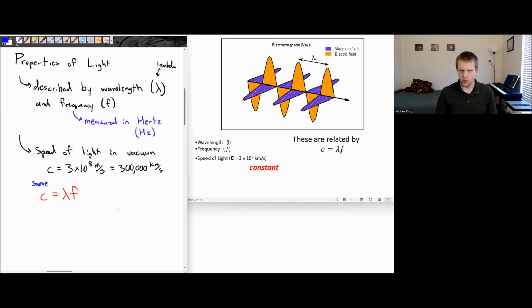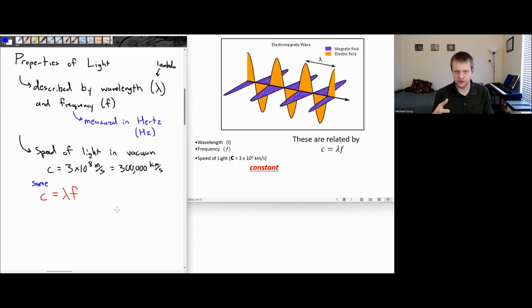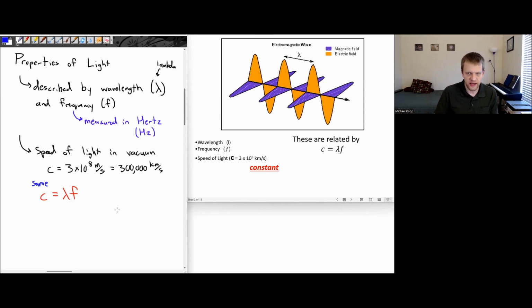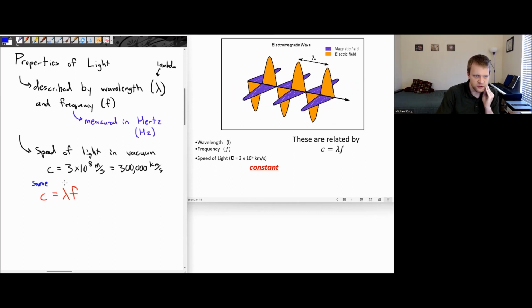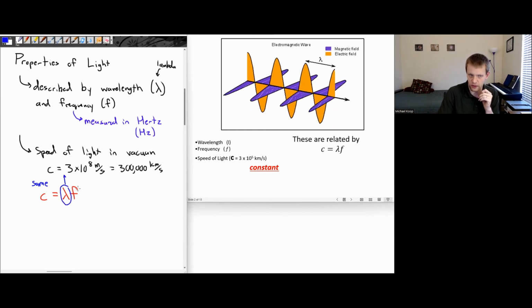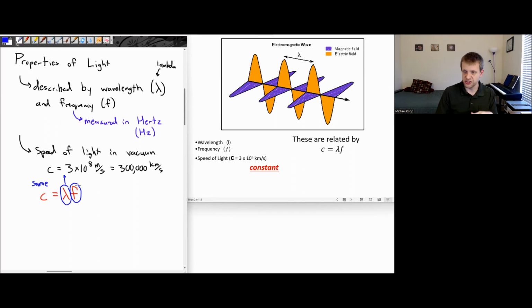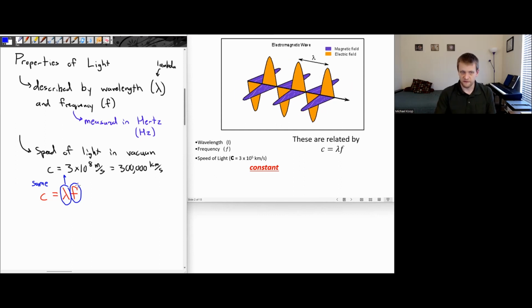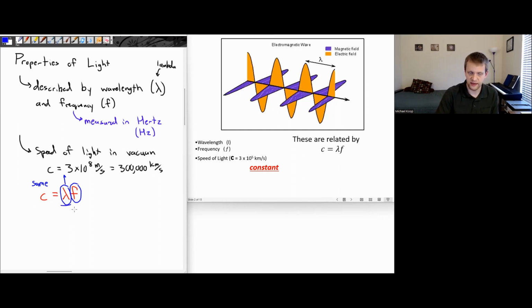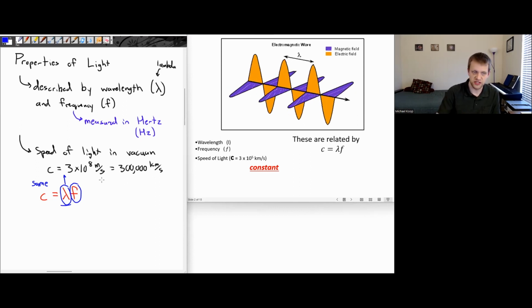And we can think of, well, what will happen to the wavelength or frequency if I change one of those terms? For example, if I have a wave that has a very, very large wavelength, what can we say about the frequency? Is it going to be a high frequency wave, or is it going to be a low frequency wave? Again, the question is, if we have a very, very large wavelength, what does that imply about the frequency if this speed of light is staying the same?